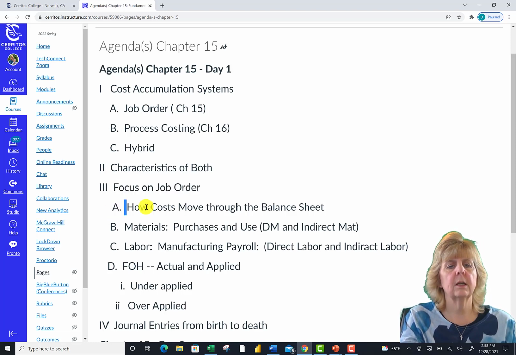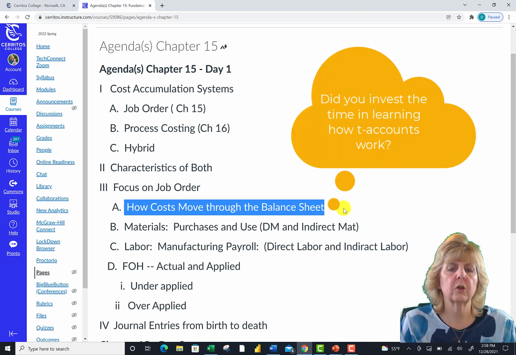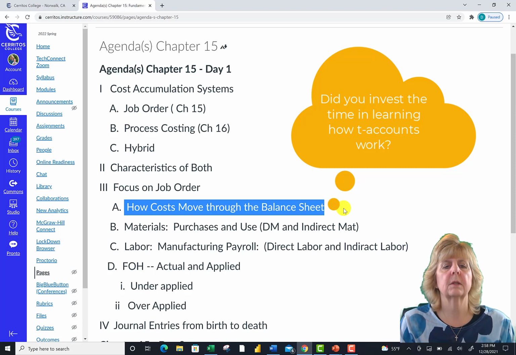And just as we did in Chapter 14, we're going to watch how the costs move through the balance sheet and eventually make it to the income statement. I have some good news for you, at least I hope it's good news. If you invested the time in Chapter 14, as I suggested, using a T-account approach, then this chapter and Chapter 16 won't give you too many problems at all. So we're going to continue our focus on T accounts, and that will make the journal entry process much easier for you if you invested the time.